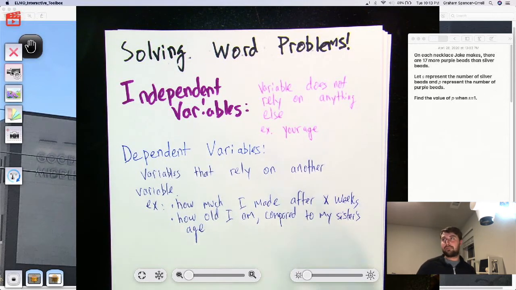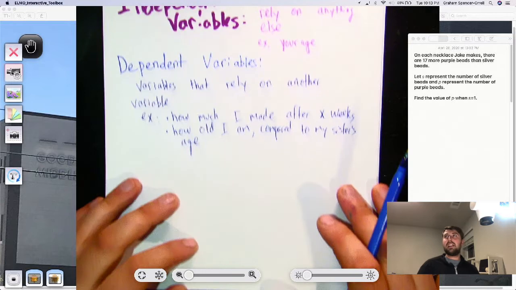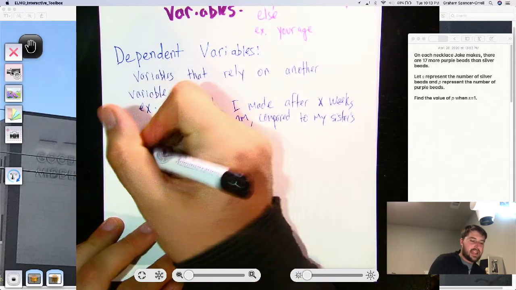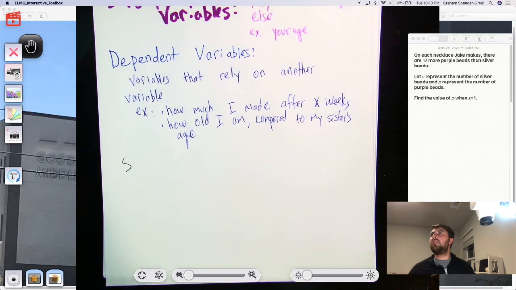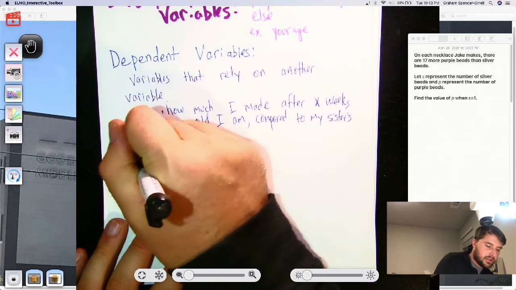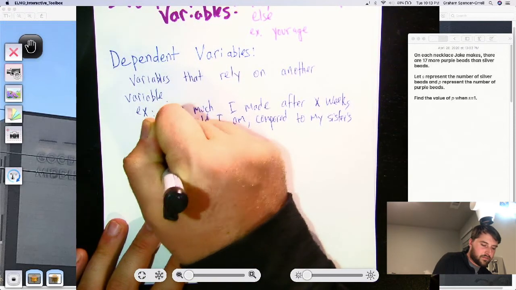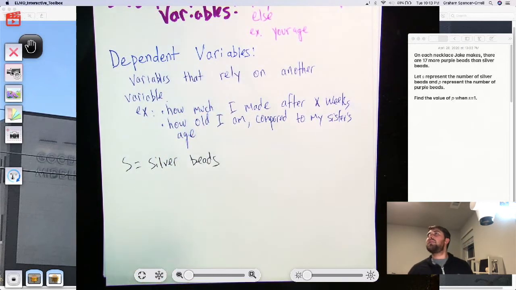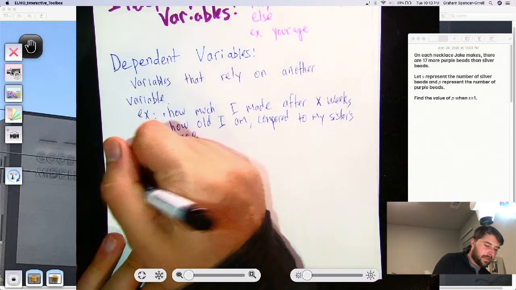So when we start looking at our real world problems, if you look right up there, you'll see our first one. It says, on each necklace Jake makes, there are 17 more purple beads than silver beads. Let S represent the number of silver beads, okay? S equals silver beads. And P represent the number of purple beads.